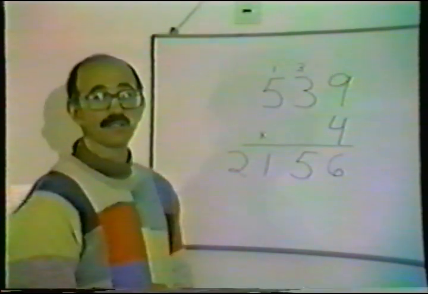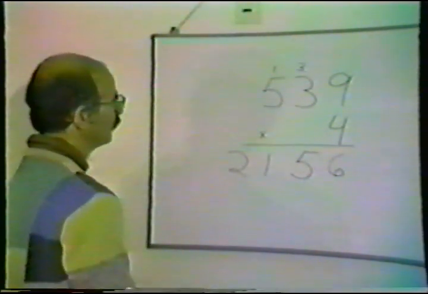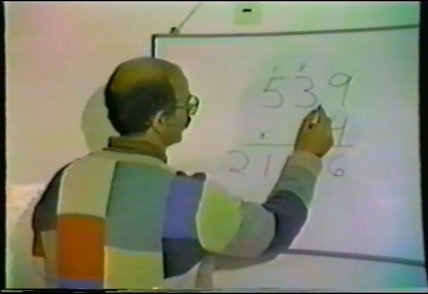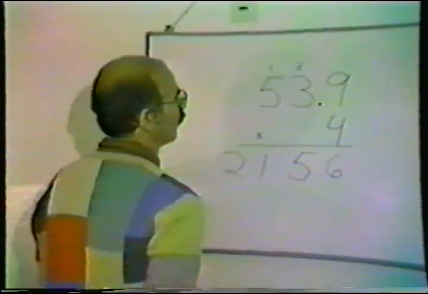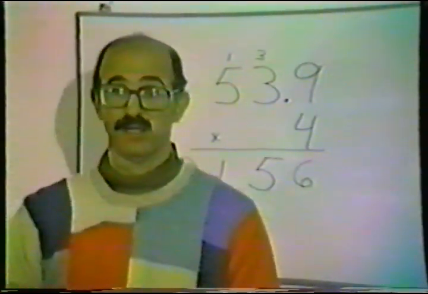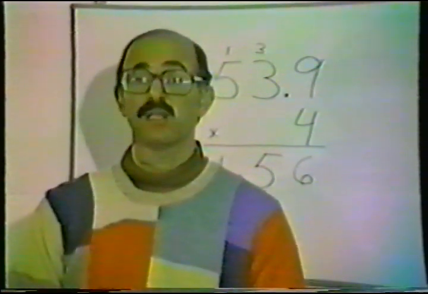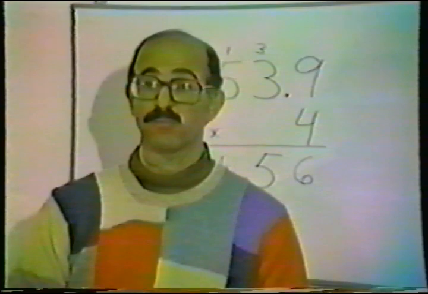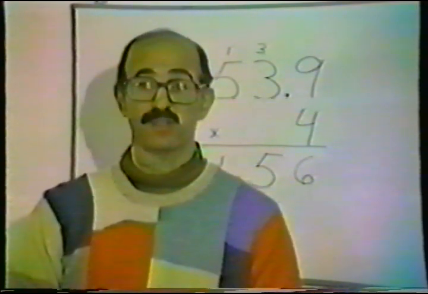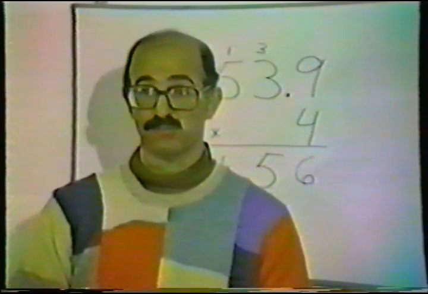Now we're going to change it just a little bit by putting in a decimal point. Suppose there were a decimal point right there. Now we're multiplying decimals. And the only thing you have to know is where to put the decimal point in the answer. Everything else is done the same way as if there weren't any decimal points.